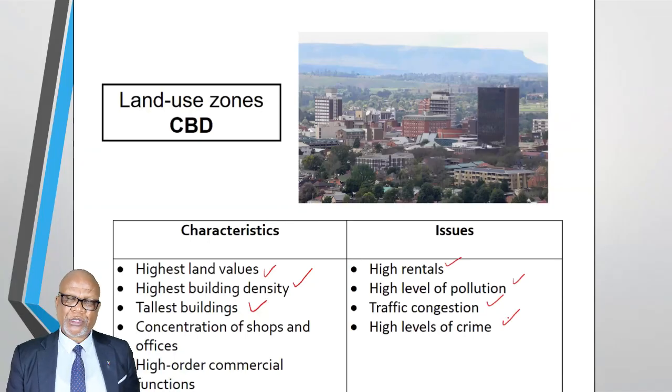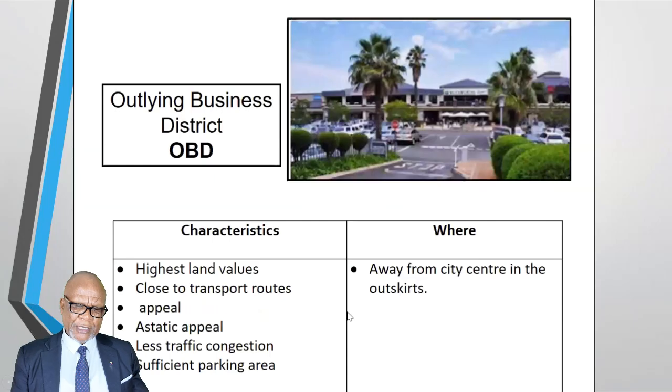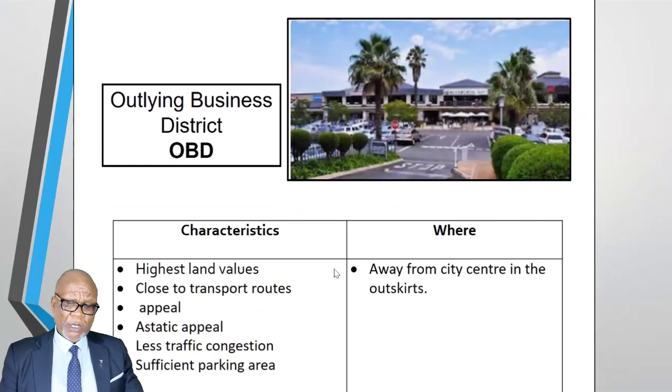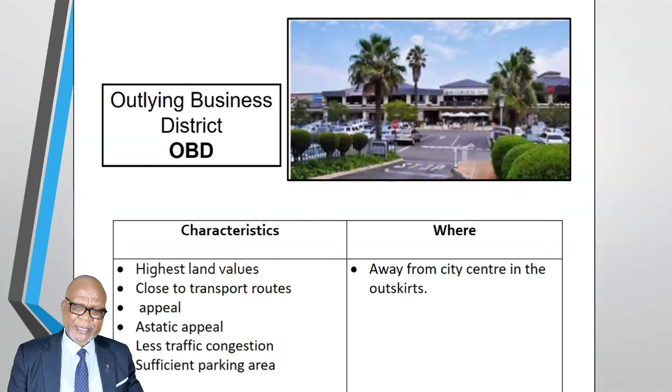These are the issues that we call centrifugal forces, that are now going to result in what we call outlying business districts. So what is happening here? We have what we call decentralization.